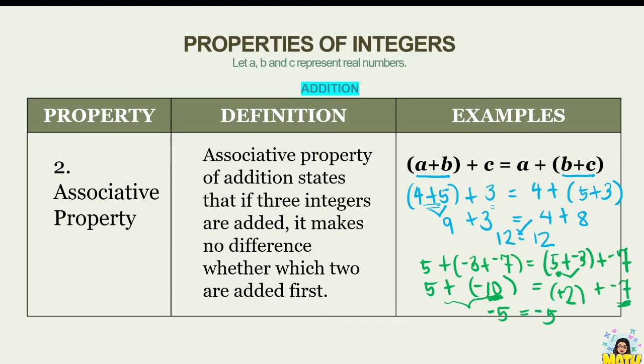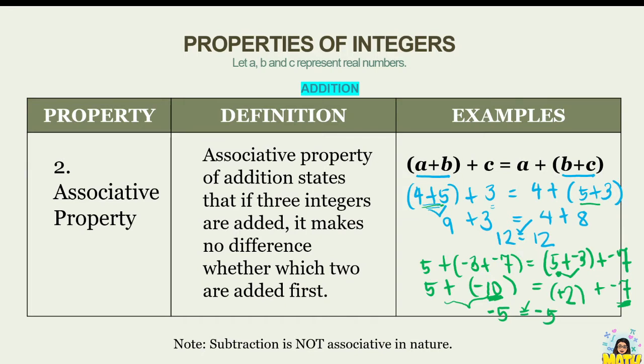So we have the same answers. So yun ang ibig sabihin ng associative property. Or yung iba, they pronounce it as associative property. Kahit igrupo mo yung numbers differently, the answer will remain the same. However, note here that subtraction is not associative in nature.